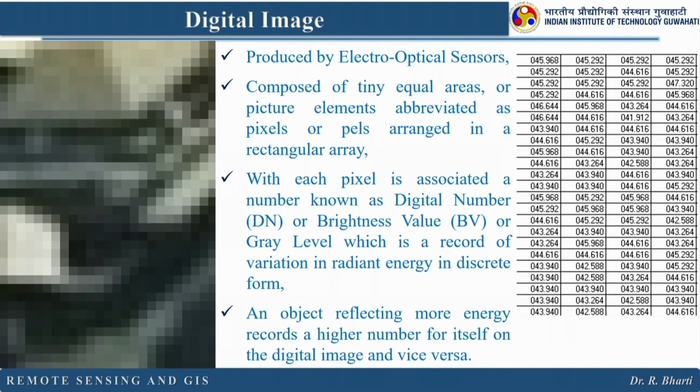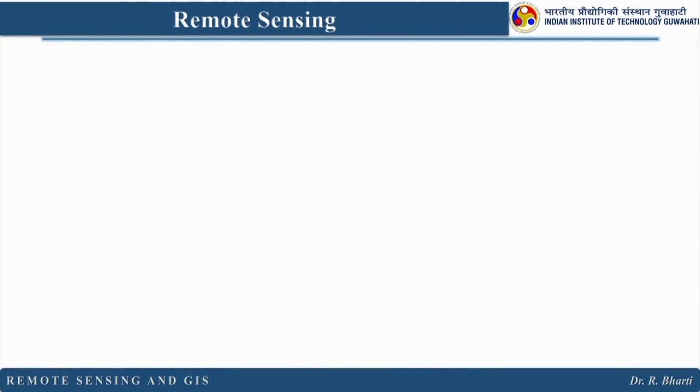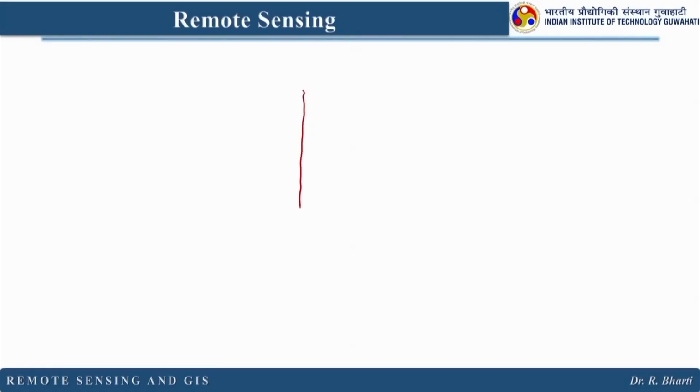An object reflecting more energy, or an object that appears very bright in that image, will have a higher number, whereas the darker areas will have lower values. From this image you can easily generate a histogram, which will look like this. It will have x and y axes. On the x axis you will have the digital numbers captured by your satellite or sensor, and on the y axis you will have frequency.